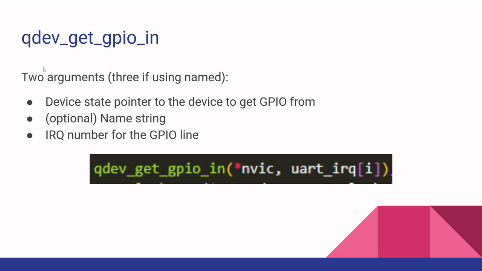Okay, so qdev_get_gpio_in. There are two arguments, or three if we're using the named version. The first one is going to be the pointer to the device state, and then the second one, if you have it, is the name. You don't use it here, and then the IRQ number is the third one for the GPIO line. As you can see, this is getting an IRQ from the NVIC, so this is just another example of why everything under the hood is IRQs, or is GPIOs. Even the sysbus IRQs that we were using for our interrupt handlers.